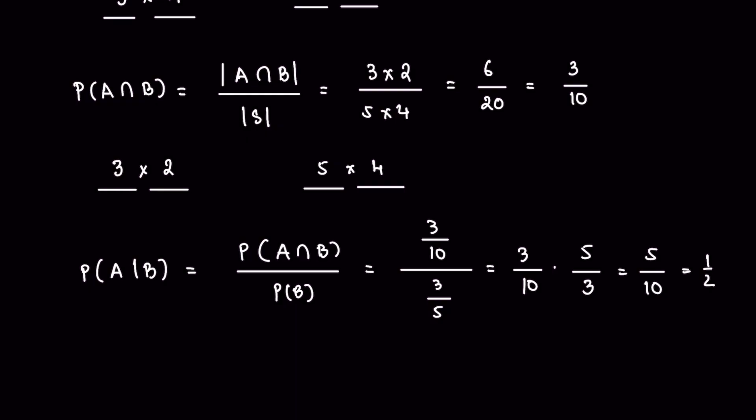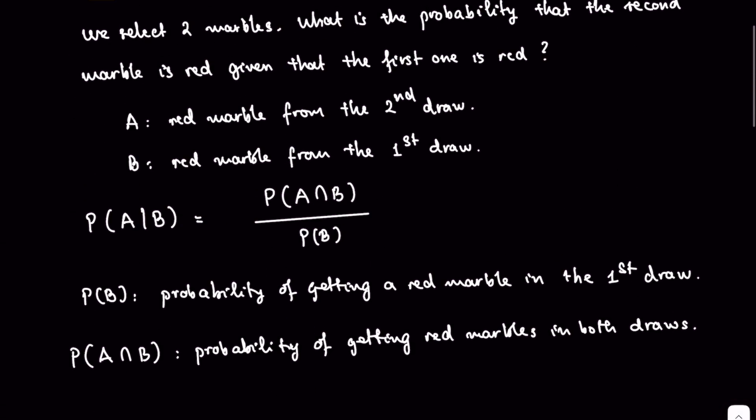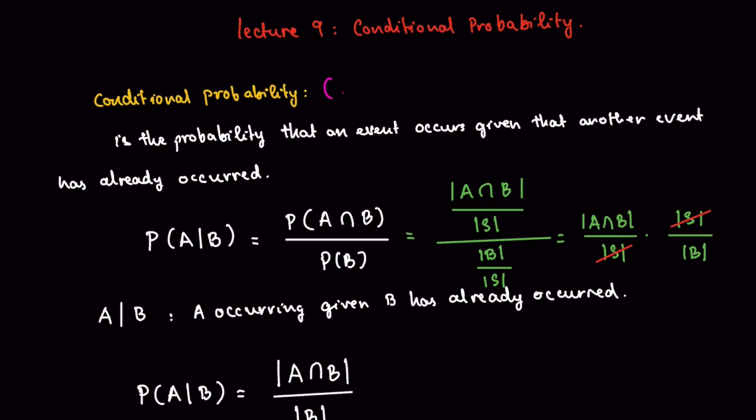And the problem we are working with, the formula that we are dealing with, is the conditional probability for the case of non-independent events. So I'm going to go back here in the notes. So this is for non-independent events.